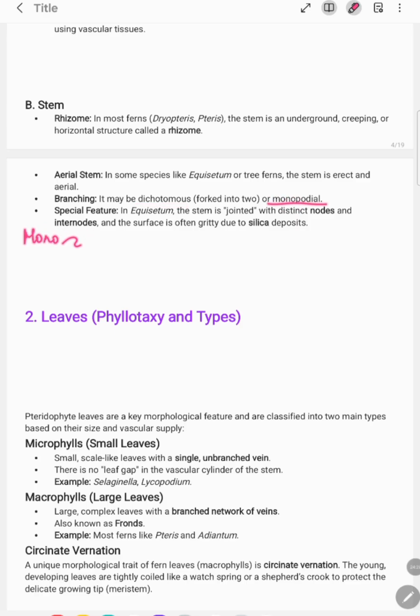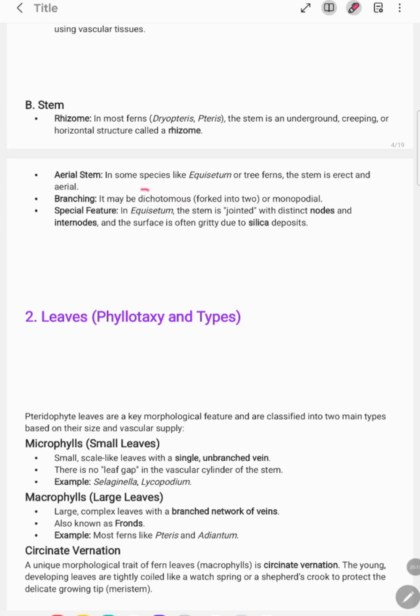See, in monopodial, how does the branching occur? Suppose this is your main axis, meaning your main stem. This main stem continues to elongate, and here the lateral branches are forming. So this is your monopodial.